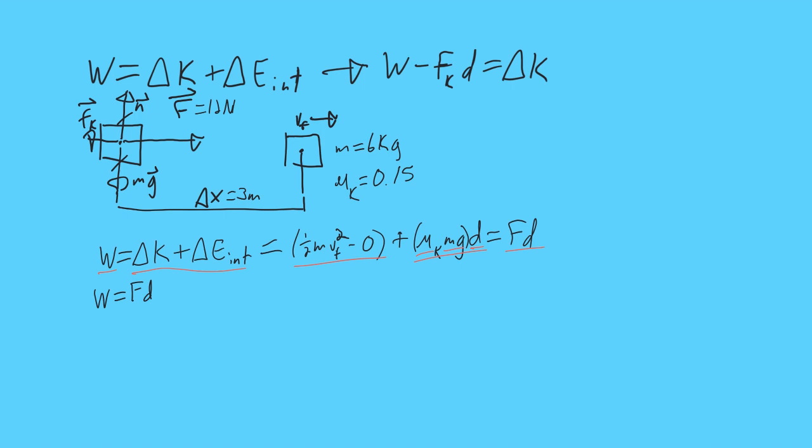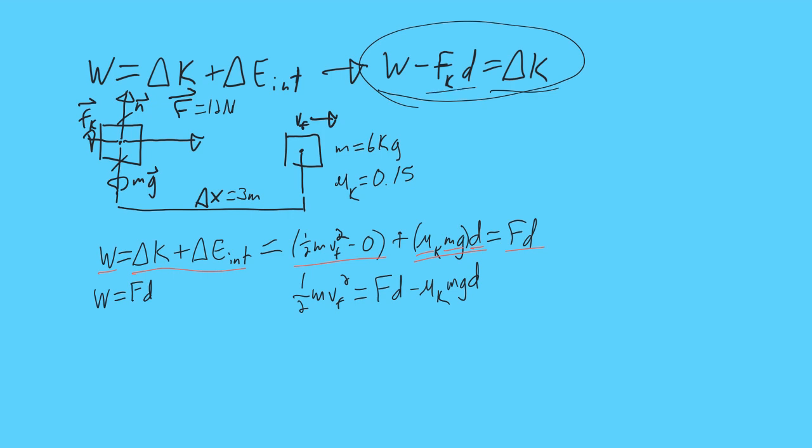So now we can solve. So it's going to be 1/2 m v final squared equals the force times the displacement minus the force of friction multiplied by its displacement. Notice that this is the exact same equation as up here, right? This is going to be the change in kinetic energy. We're subtracting that. Here's the amount of work that was done. Same thing. You could have set it up this way if you wanted to as well.